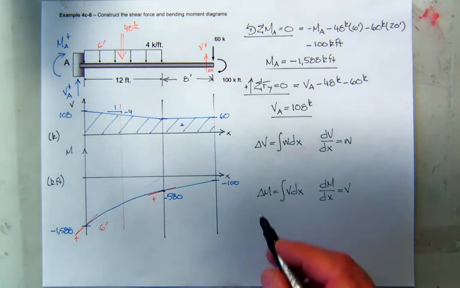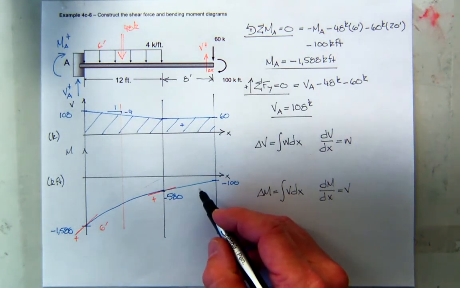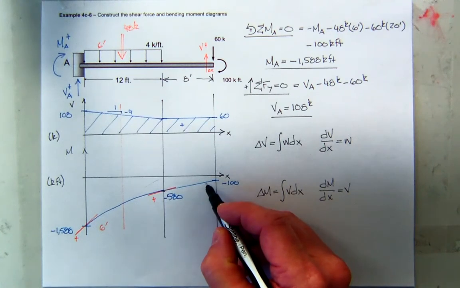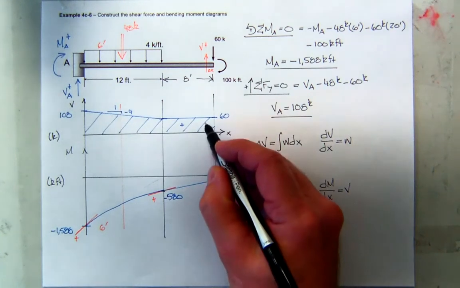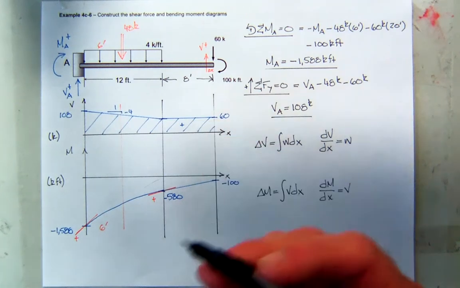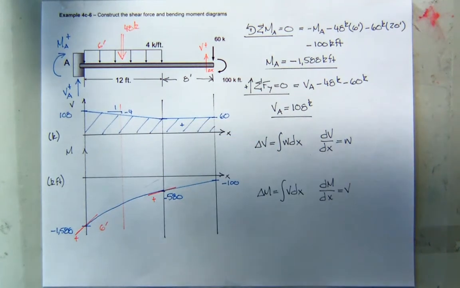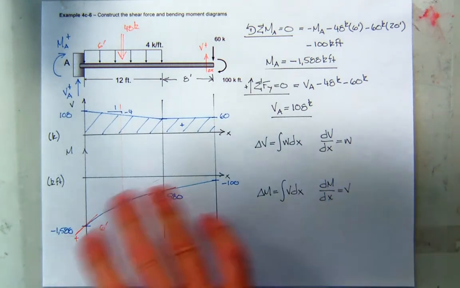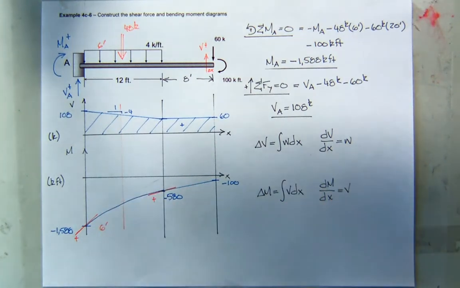What's the slope of the moment diagram at x equals 19? Right here. What's the shear at x equals 19? 60. So don't forget these things. They come in handy. They don't only help you build the structure. They might actually help you answer the questions.